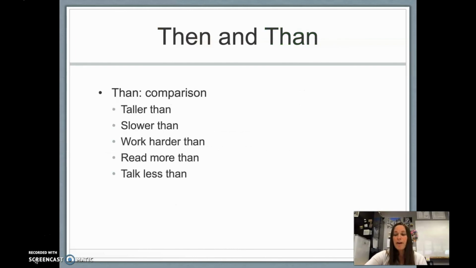Than is a comparison. Okay, taller than him, slower than her. I work harder than my husband. Not true. He's pretty hardworking too. You read more than me. Maybe. I don't know. We're probably all good readers out there. She talks less than him. Okay, so than is a point of comparison.